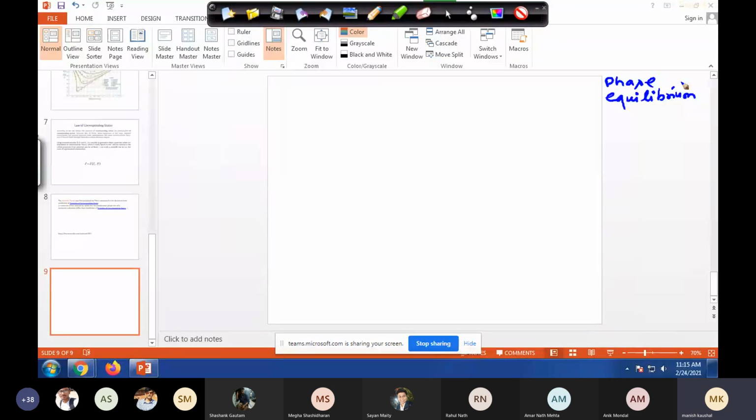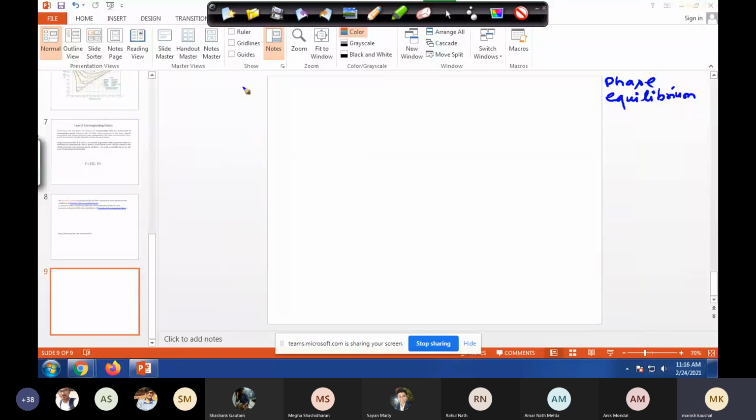The moment you enter multi-component systems, chemical potential will come into the picture. So that is part of the second module. The main focus will be there, and of course, focus will also be on how real gases deviate from ideal gas behavior.